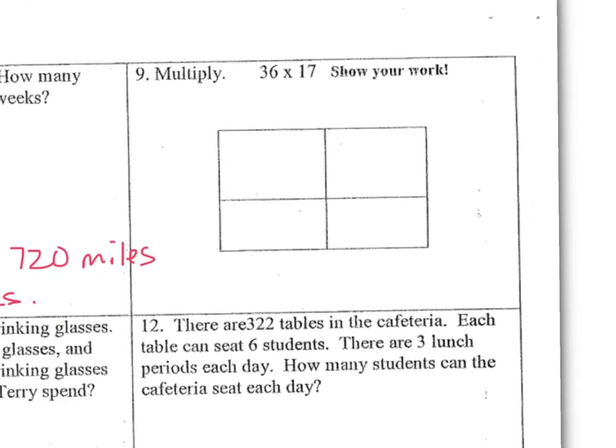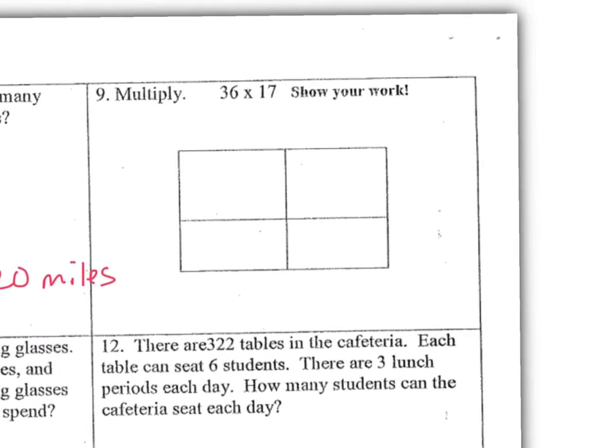Alright, moving on. Number 9, multiply 36 times 17. Show your work with an exclamation mark, which means you should probably show your work, I would assume. Alright, so let's break up that 36. 36 we would break up into 30 plus 6, and then 17 we would break up into 10 plus 7.